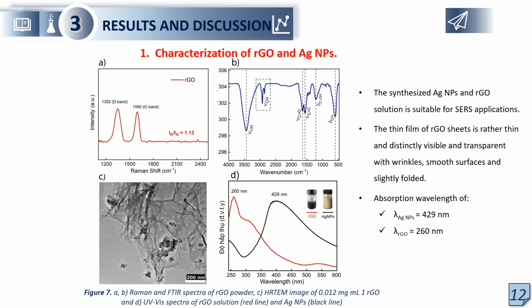The maximum absorption peak of RGO at 260 nanometers was observed due to a redshift from the characteristic peak of GO at 240 nanometers. The characteristic LSPR absorbance band of the silver nanoparticles was also found at a peak around 429 nanometers, which was consistent with previously reported literature for citrate functionalized silver.